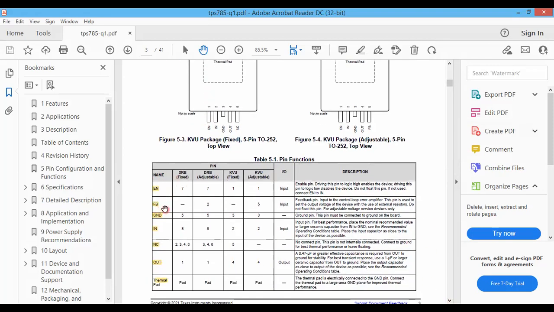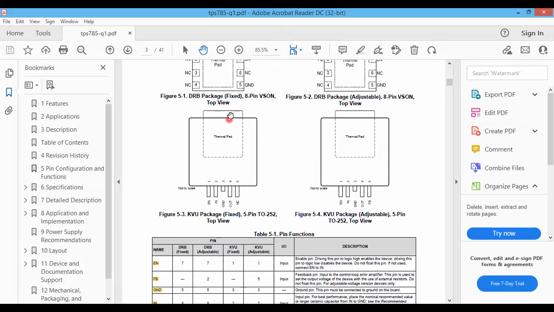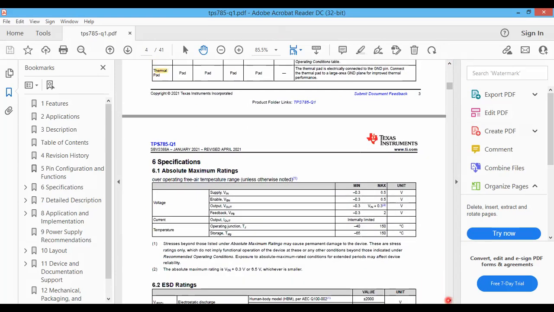And the feedback pin is to connect to your resistors, then the ground pin, and IN is your supply voltage. NC means it is not connected to anything, so you can just leave it floating. This output pin is where you take your output load, and the thermal pad is for heat sinking. This should be connected to a copper pour to release the heat dissipation of the internal series pass device, so you can keep your device within a safe temperature range.